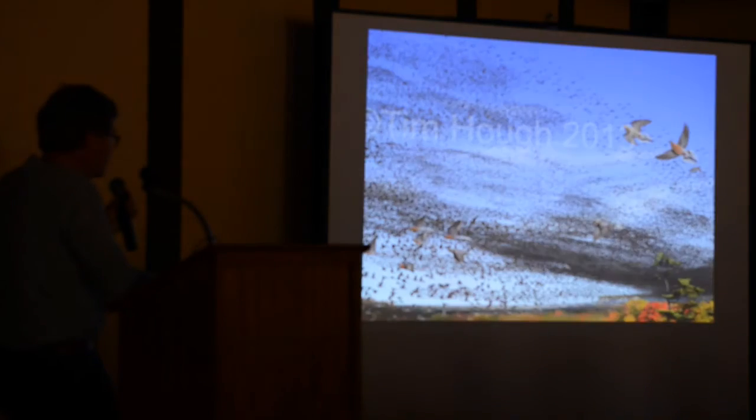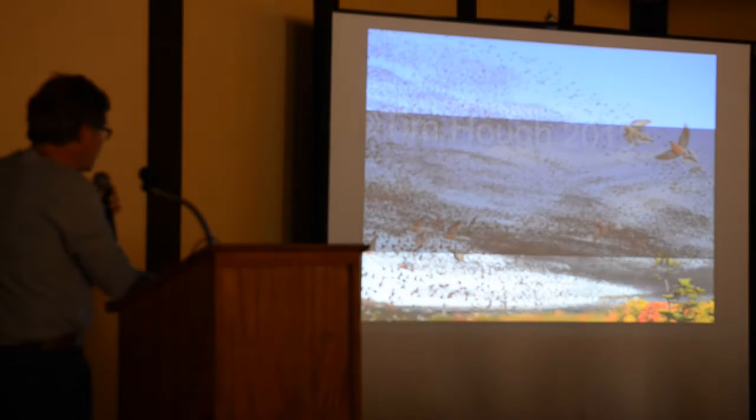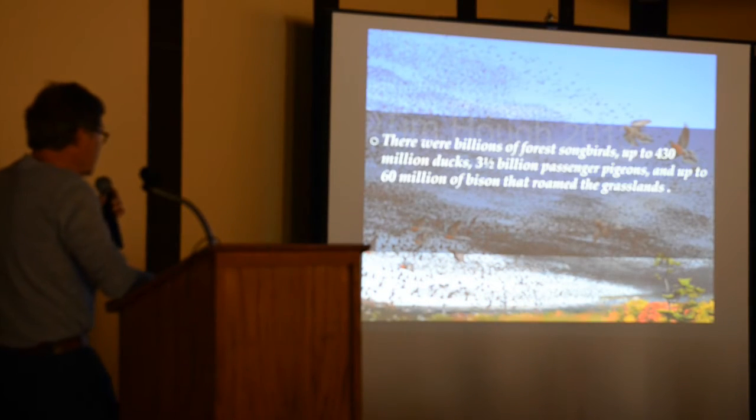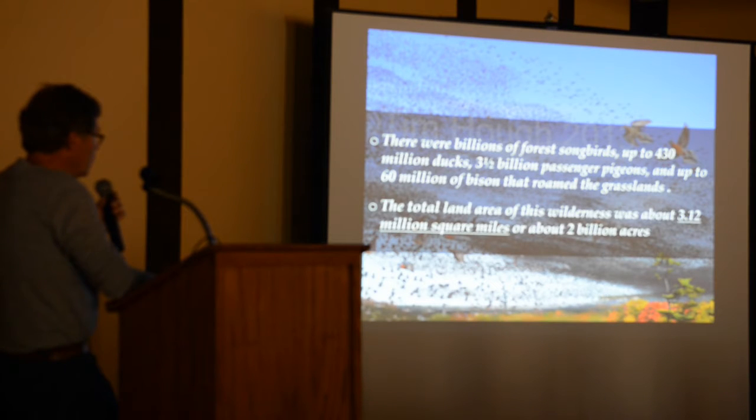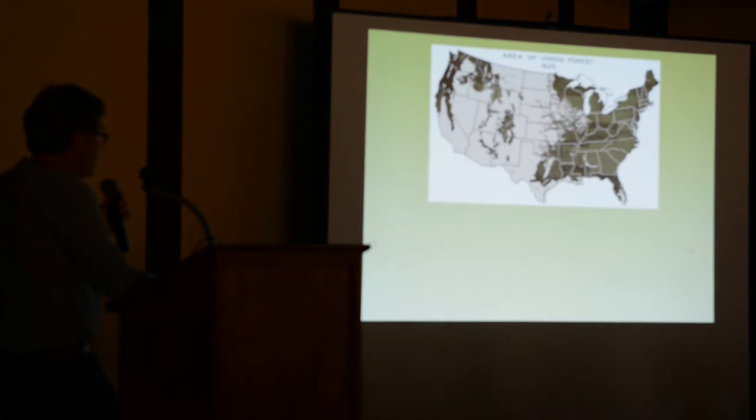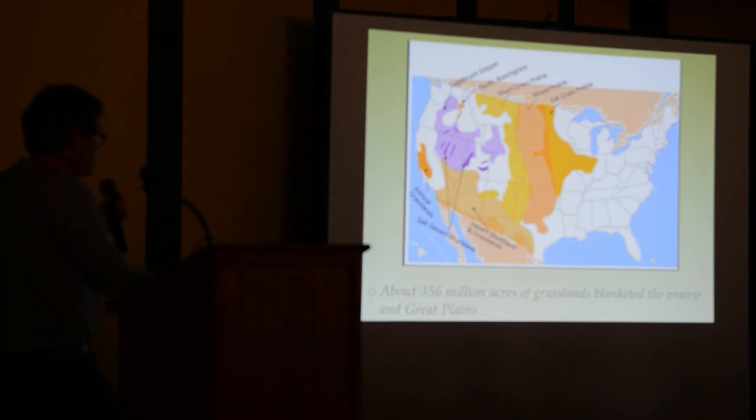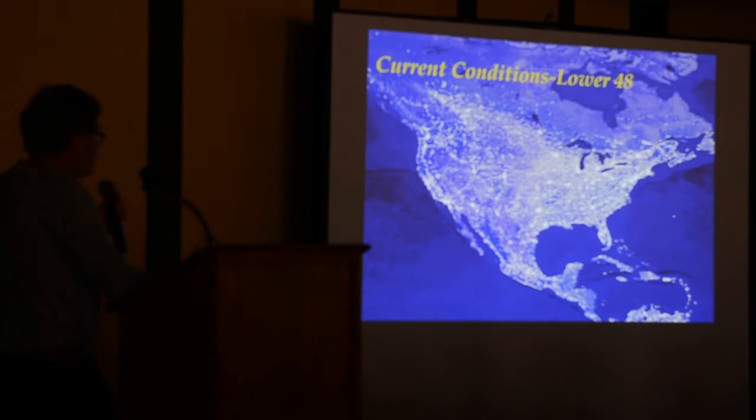So a couple slides, pre-European settlement conditions, and I know most of you know this. There are billions of forest songbirds, close to 500 million ducks, 3.5 billion passenger pigeons, and 60 million buffalo that roam the grasslands. Lower 48, about 2 billion acres. This is an example of the virgin forest, which constituted about half of it. Grasslands, over 350 million acres on the prairie, Great Plains, and the Intermountain West.